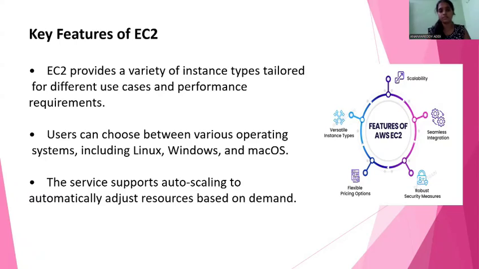And the second one is flexibility. You can choose from various operating systems like Linux, Windows, and Mac OS. We know that different members have different operating systems, so it is applicable and flexible for all the operating systems. And the third one is auto scaling. That is, EC2 can automatically adjust resources when the demand changes.